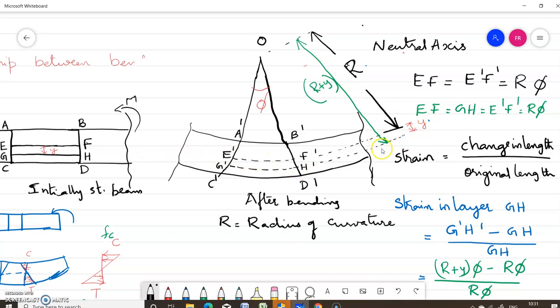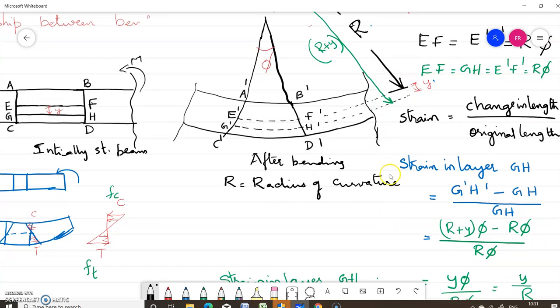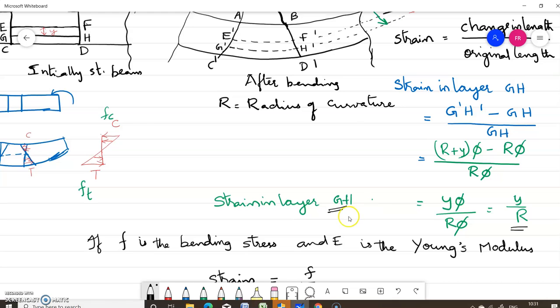So the radius of curvature of this layer G'H' is equal to R plus Y. So we can write this length G'H' as (R plus Y) into phi. Minus GH, which is R phi, divided by R phi. So we will get strain in layer GH equal to Y by R.